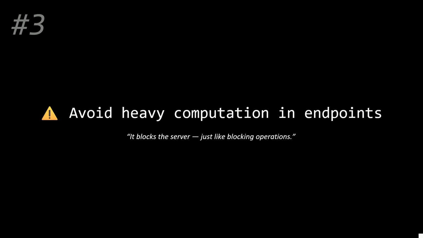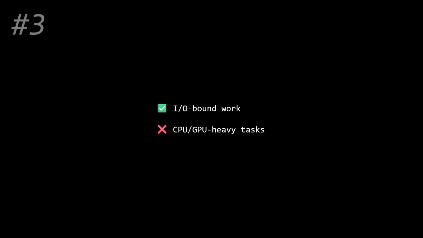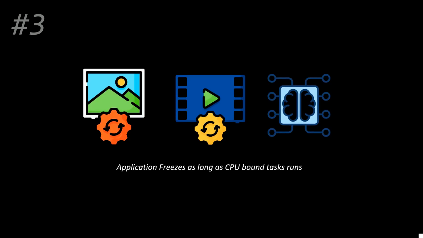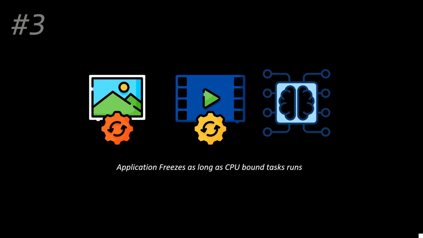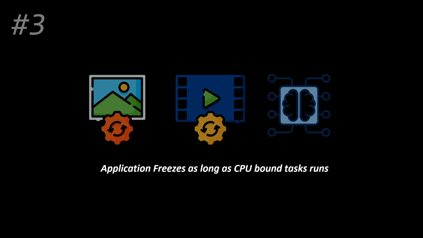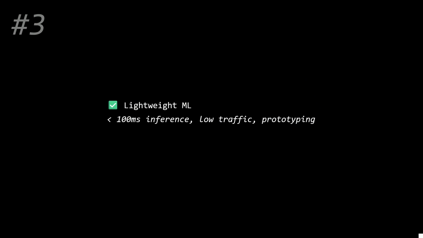Number 3, don't do heavy computation in FastAPI endpoints or you will block your server. FastAPI is designed for I/O bound workloads, so avoid processing images or videos or running heavy machine learning models directly in your endpoint. The reason is that your application will be unresponsive for as long as the computation runs. What should you do instead? If your ML model is lightweight and inference is fast, say under 100 milliseconds with low traffic, or if you are just prototyping, you can get away with using FastAPI directly.